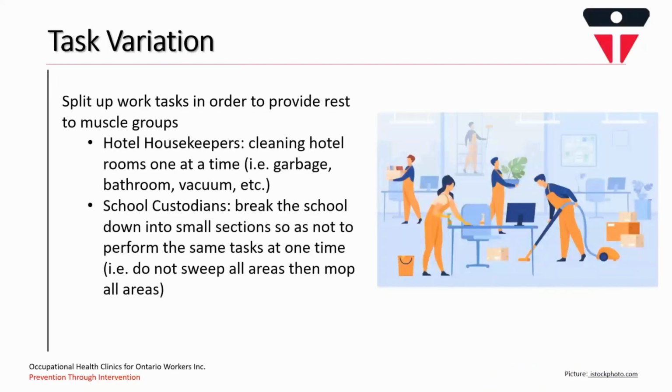And finally, task variation. A lot of times we can't necessarily control the tasks that have to be done, so a way to reduce our exposure at one time would be to have task variation, splitting up tasks in order to provide some rest to different muscle groups. For example, hotel housekeepers are often cleaning one room at a time. If there are more physically demanding tasks, try to alternate them with some low demanding or easier tasks. That way you're not doing all the hard tasks at once, then all the easiest tasks, and it's giving your muscles a break.